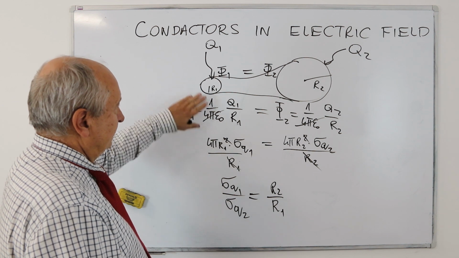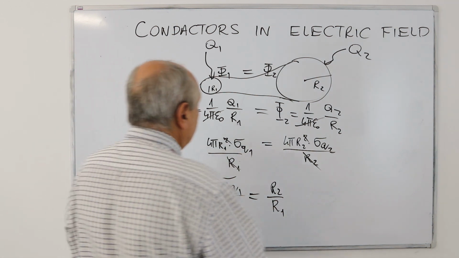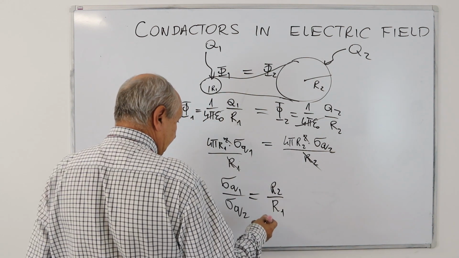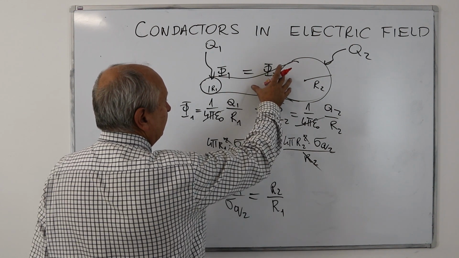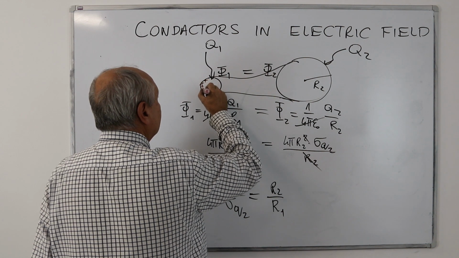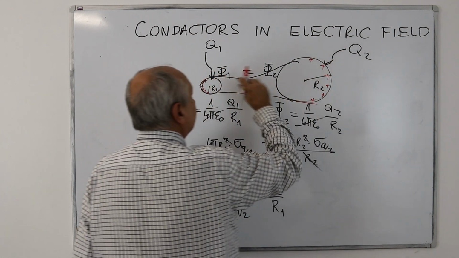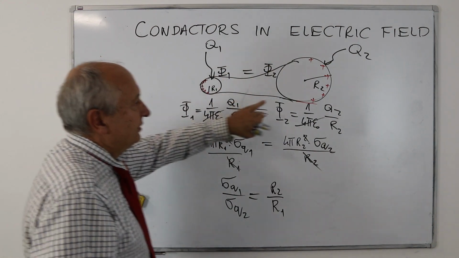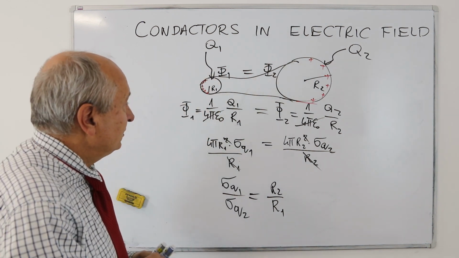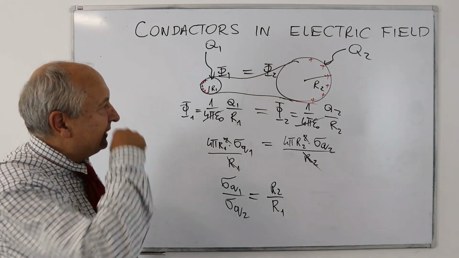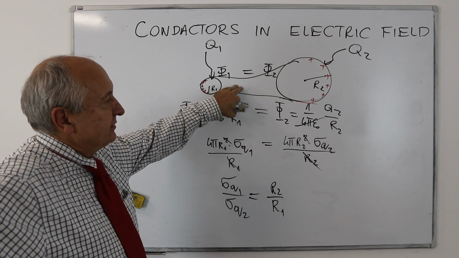And now we can see that the charge distribution is inversely proportional to the radius of curvature of the conductor. So here will be a lot of charges, while here will be much fewer charges. Here we do not find charges. So here will be a lot, here a much smaller number of charges. And when can we apply this knowledge that we have?